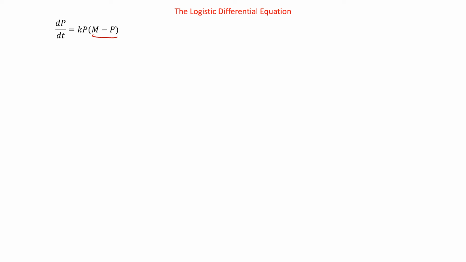So we could solve for this. We can separate our variables. So we can divide 1 over p times m minus p dp equals k dt. We can find the antiderivative. Before that, though, we have to split up, find our partial fractions. So, well, it's p and m minus p, so we'll have a over p plus b over m minus p will have to equal 1 over p times m minus p.